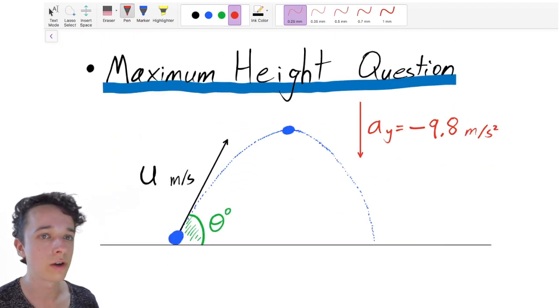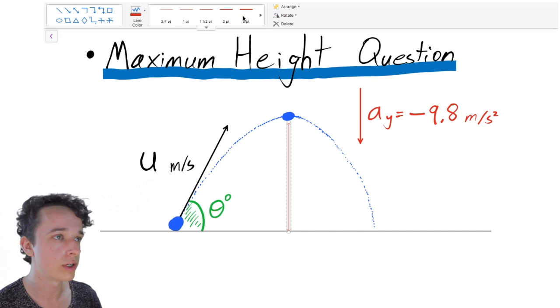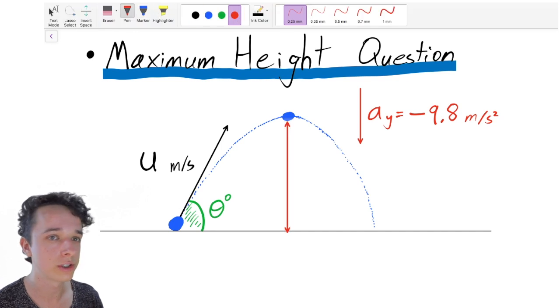From the previous video, we know that when you launch a projectile, it travels in a parabolic path. What a maximum height question is asking you to do is find the maximum height that the projectile reaches. And you can think about this as the turning point of the parabola. What's the maximum height that the projectile reaches?